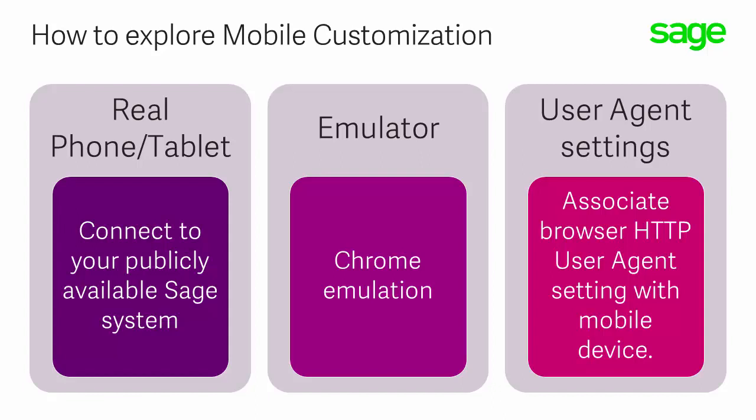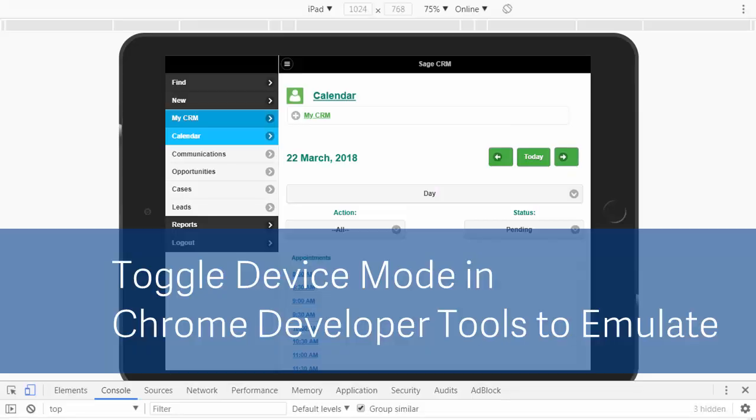And so our two options are either using something like the user agent settings, and that's where we associate the browser's own HTTP user agent setting to a particular mobile device. So if you opened up Safari and connected it to Sage CRM, you can tell Sage CRM, whenever you get a request from Safari, I want you to treat it as though it was a mobile device and throw out the screen. Or we would use Chrome emulation, and Chrome emulation is by far the easiest way of doing this.